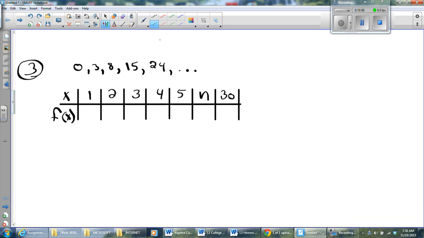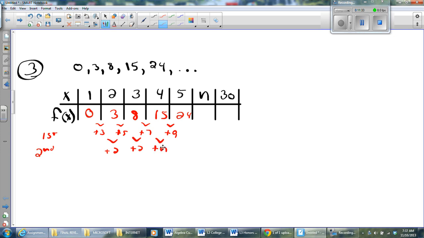Now, not all patterns are linear. Let's see what happens on this one. I've got 0, 3, 8, 15, 24. I go for my first differences. Looks like plus 3, plus 5, plus 7, plus 9. They're not matching, are they? I'm going to try going down to my second difference. So that's my first difference. My second difference. Okay, look, plus 2, plus 2, plus 2.